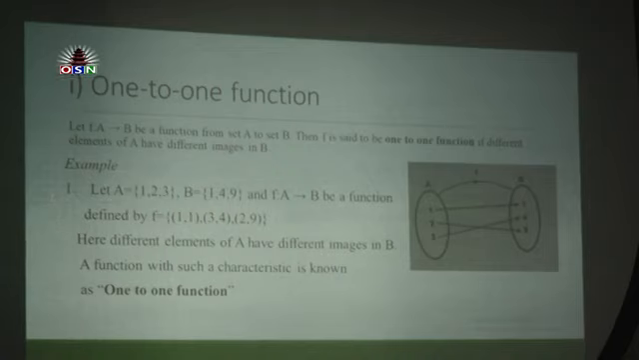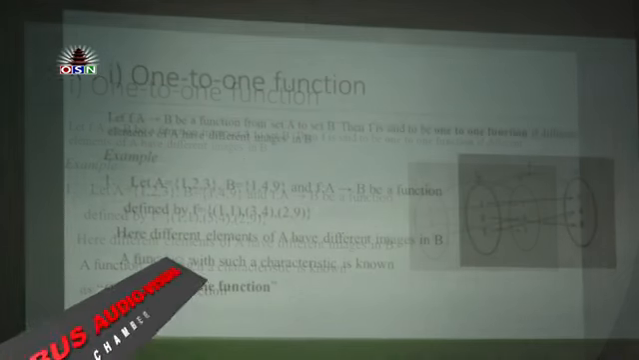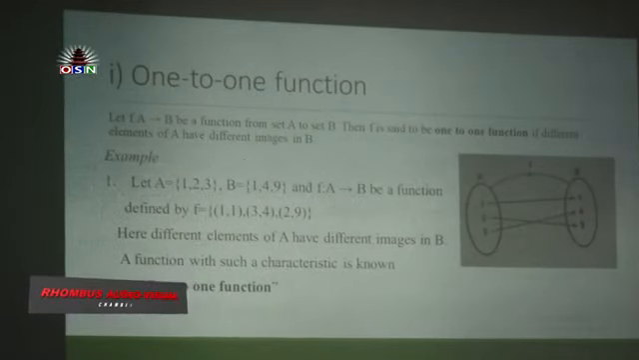Now let's go on to types of function. Here, one-to-one function. What is meant by one-to-one function? Please see the headline. Let's see the definition. Let F be a function from set A to B, then F is said to be a one-to-one function if different elements of A have different images in B.